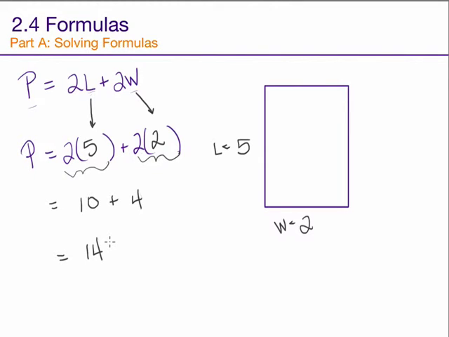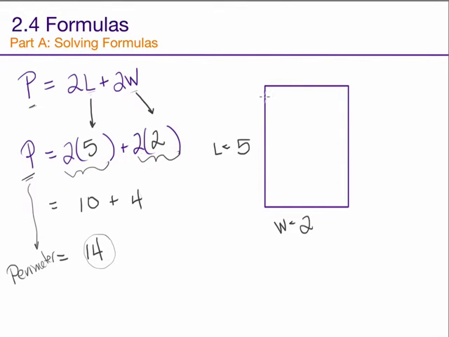In most problems involving formulas, you'll be given the values to plug into all of the variables except for one, and that one is the one we're looking for. We knew that the perimeter would be twice the length plus twice the width, and it turns out that that's 14. So P equals 14 means the perimeter of this rectangle is 14.